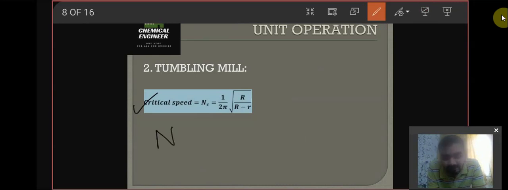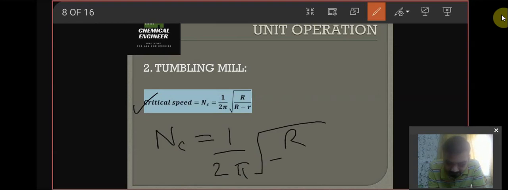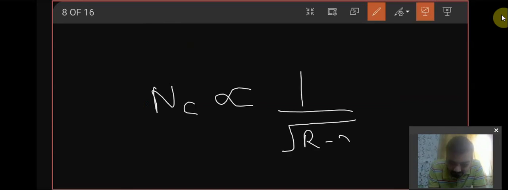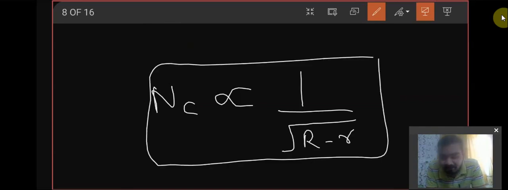I am not doing it here because I have covered it in a video, and the link for that video is at the top. NC equals 1 by 2 pi under root of R by (R minus r). In GATE, a question may be framed that NC is directly proportional to 1 by root of (R minus r). GATE has asked this many times, so you should remember this relation. This is for the tumbling mill, or we can say a ball mill as well.